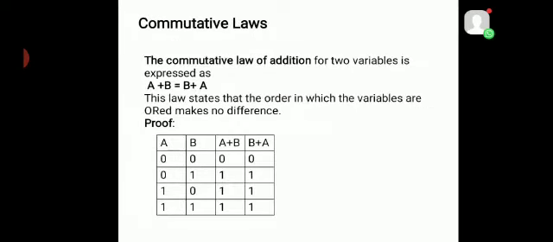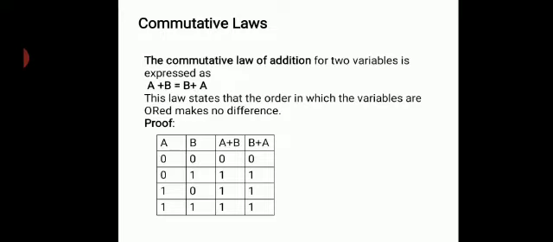Commutative laws. The commutative law of addition for two variables is expressed as A plus B equals B plus A. This law states that the order in which the variables are ORed makes no difference. Plus is the OR operator. Proof: A and B are the two inputs, and A plus B and B plus A are the two outputs.